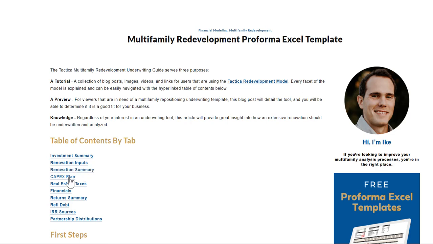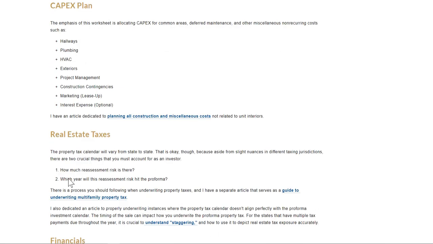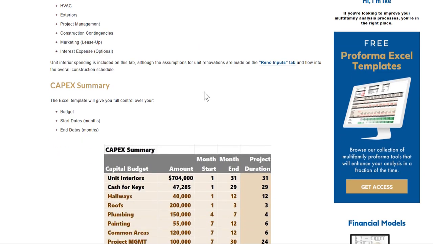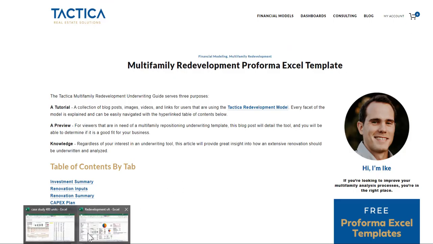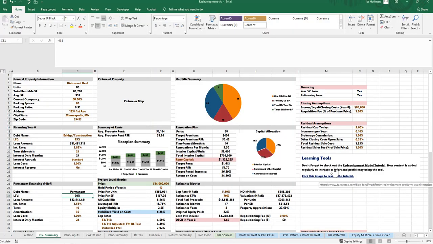Everything's hyperlinked here. If you click on Capex Plan, for example, it'll take you down to the Capex Plan section. I actually wrote an entire blog post dedicated to Capex planning, which will take you to a different article that talks about our Capex Summary tab. I link to this webpage right from the financial model, so if you do purchase the tool, you can just click this link and it'll take you right there. It's also hyperlinked in the sales page as well. So you can go through tab by tab to hopefully determine if this tool is a good fit for what you're trying to do with your real estate business.